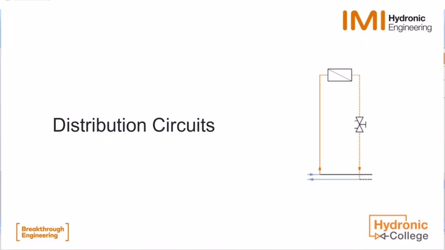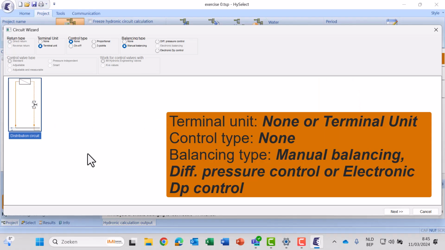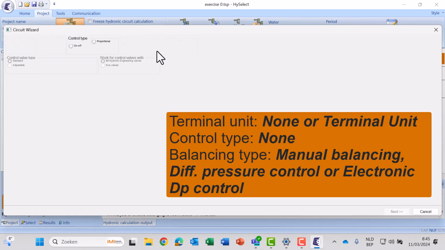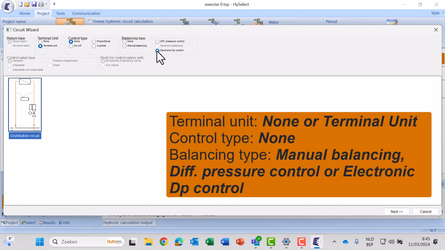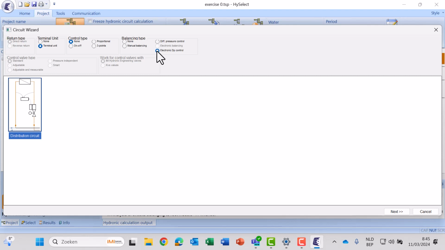Distribution circuits. Different types of distribution circuits are available in HySelect, depending on the choice for manual balancing, differential pressure control, or electronic DP control. Let's take a look at the different circuit wizard screens for all options.